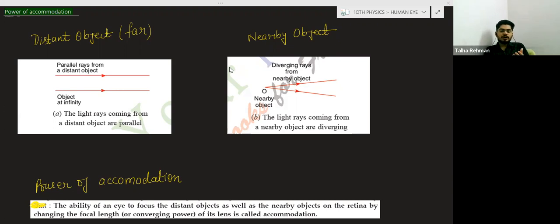So that is how our eye is able to focus on different objects at different places, at different distances. When the object is far, less power is required by the eye lens for the converging of the light rays. When the object is near, more power is required by the eye lens for the convergence of the light rays from a nearby object. Basically, this is the thing.